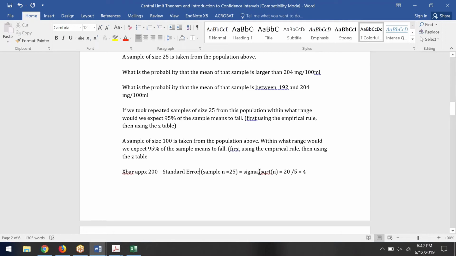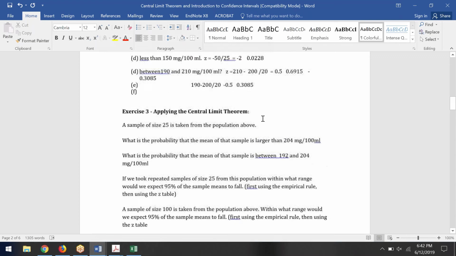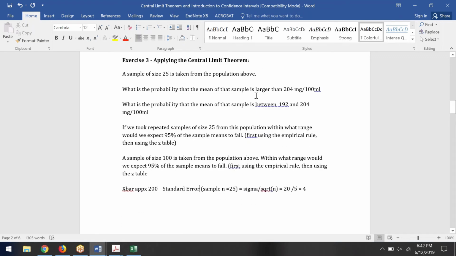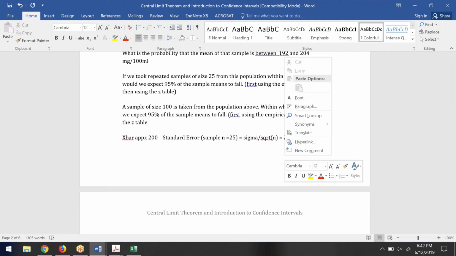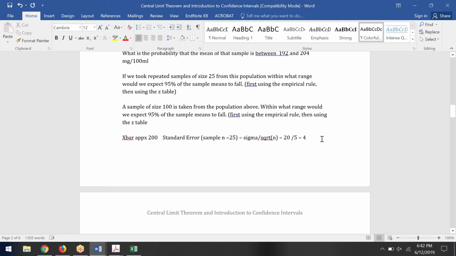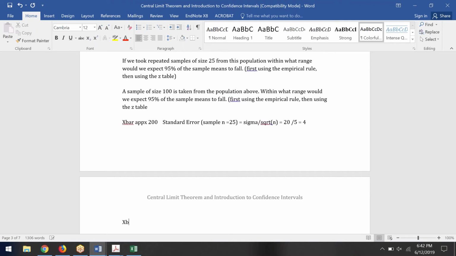And the standard error is based on sigma for the population over the square root of the sample size. So what's the question here? The question here is, what's the probability that we would take a random sample of 25 people and get a mean for that sample that's larger than 204? Well, now we have a new distribution we're working with. The new distribution has a mean equal to 200 and a standard error equal to 4, not the standard deviation.